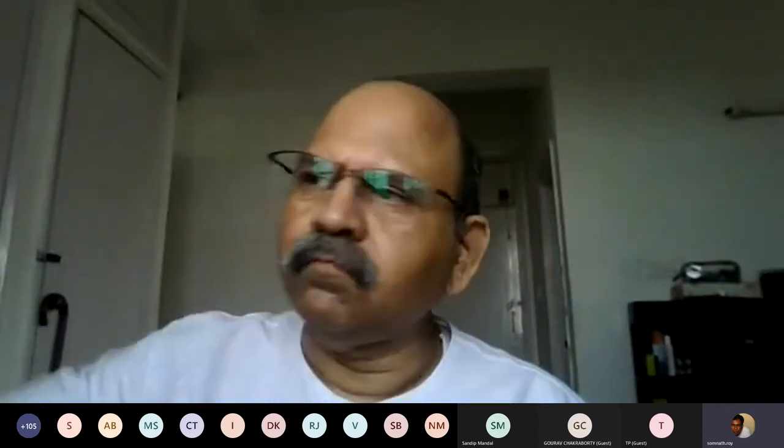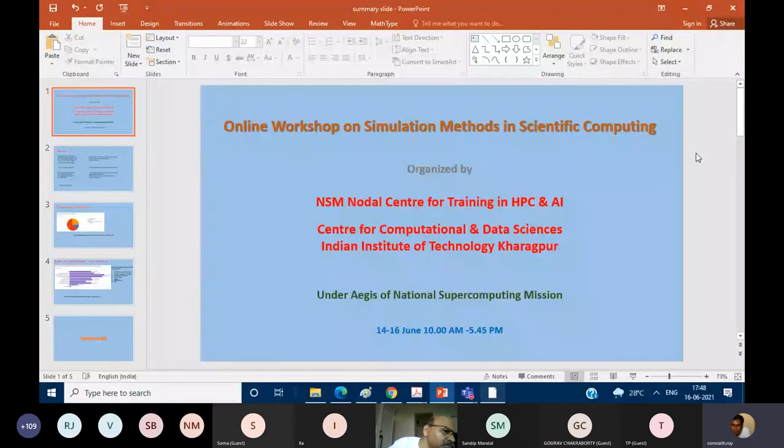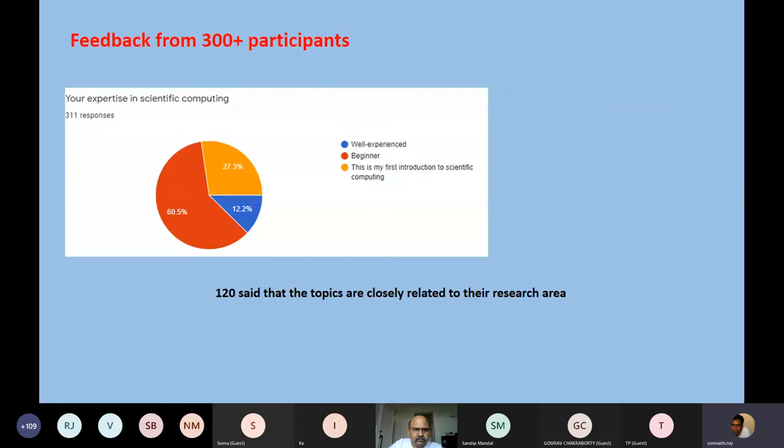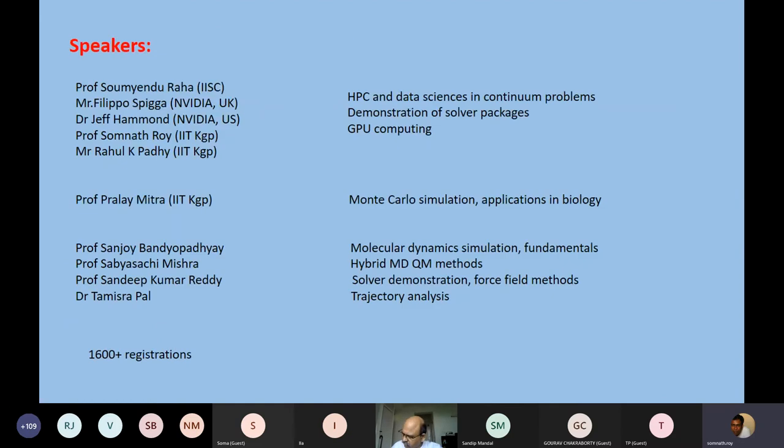Before that, I will quickly present some of the feedback that we got from this program, which will be helpful for future discussions. We hosted this program for the last 3 days, with a number of speakers from different fields and organizations. We had some of our IIT Kharagpur dignitaries, as well as two very renowned faculty from IISc, including Professor Somenduraha. We also had people from NVIDIA, who described important developments in GPU computing in scientific computing, new tools and their achievements. We had 1600 plus registrations, and at any point of time around 200 participants in these sessions, though it was held in online mode with several technical issues.